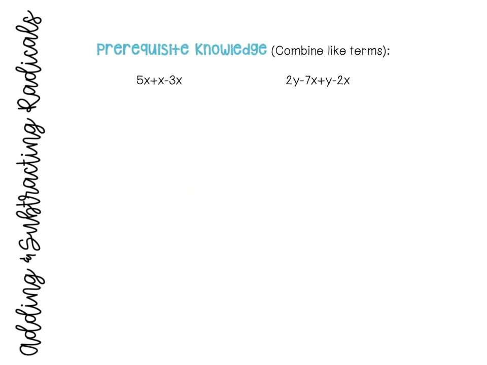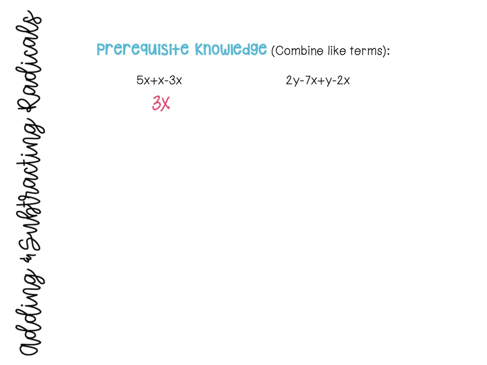Last topic for today is adding and subtracting radicals. Let's look at some prerequisite knowledge first. I want you to combine like terms on both of these examples. So go ahead and pause this video, combine your terms, and then play back to see if you match my answer. So 5x plus x minus 3x, I just combine those like terms to get 3x.